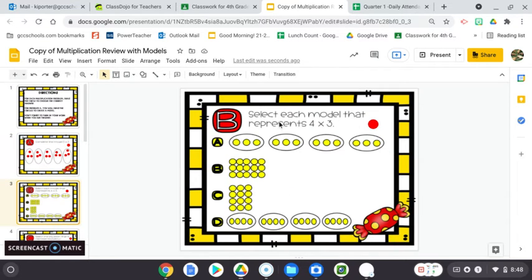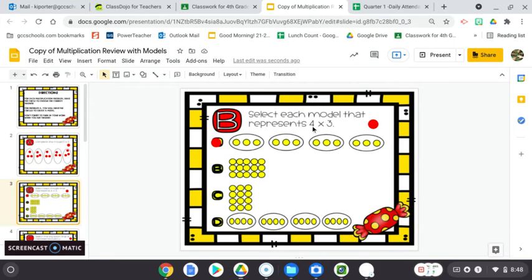So for B, it says select each model that shows 4 times 3. So 4 groups that have 3 inside of them. So we've got 1, 2, 3, 4 that have 3 inside of them. That would work. Now this is called an array. Oops. B is called an array. And it's where we have rows and columns that represent a multiplication problem. So we've got 3 rows, but they've got 1, 2, 3, 4, 5 inside of them. So this is 3 groups, but they have 5 in each row, so that won't work.